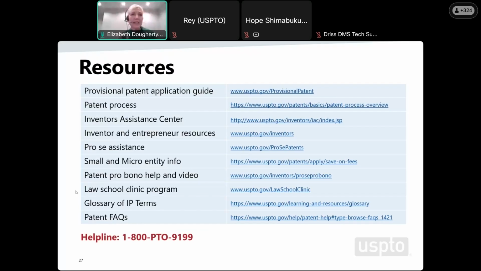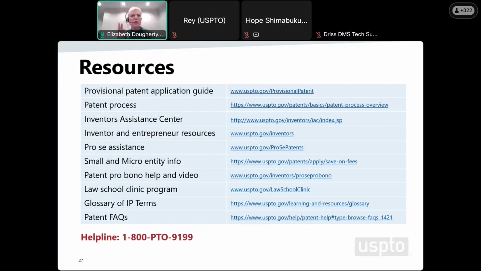The Inventors Assistance Center is a center that is staffed by remarkable individuals, many of whom have had a 30, 40-year career at the U.S. Patent and Trademark Office, who are available to answer your questions by phone or by email. And again, they are incredibly skilled individuals who welcome your questions. The Pro Se Assistance Program exists for those of you who choose to go the road alone and not use a patent attorney or patent agent. Additional resources and help is available through our Pro Se Assistance Program.